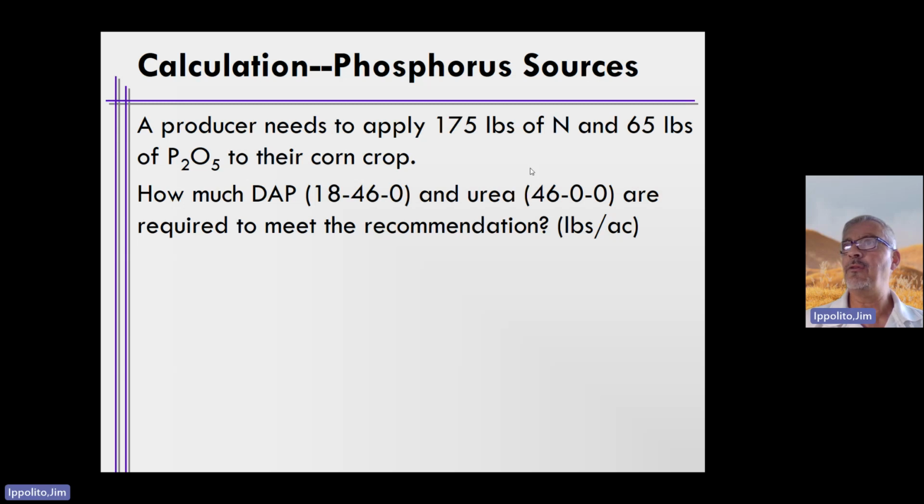And we have to use both of these materials to meet the demands, because diammonium phosphate will meet the demands for P2O5, but the value of nitrogen in this fertilizer is too low, or the grade is too low, to meet the entire demands for nitrogen. And thus we bring in another nitrogen-based fertilizer like urea. Okay, so how do we do this?